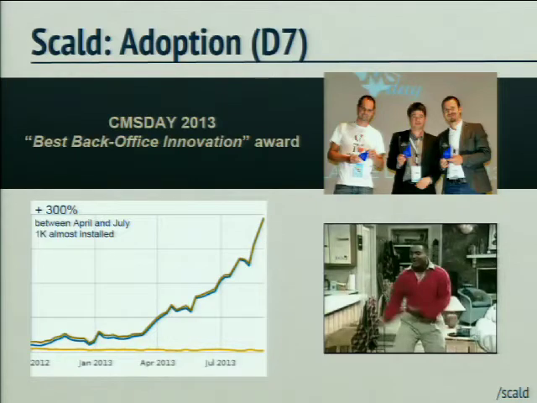As for the statistics, you can see that there's a big curve, and this snapshot is from 2 weeks ago, and I guess it's continuing to rise. And this GIF was supposed to be a Carlton dance from the Fresh Prince of Bel-Air. It's really important.